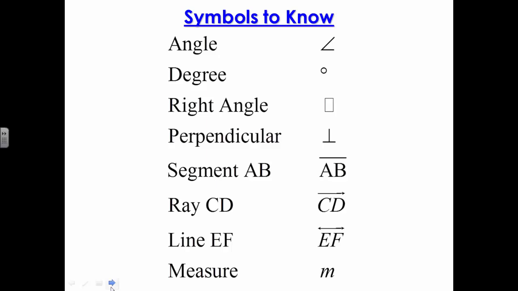When writing a segment, we use a bar across the top of 2 letters. For a ray, it's an arrow that always points to the right, where the first letter is the vertex. For a line, we use any 2 points on the line. And little m stands for measure.